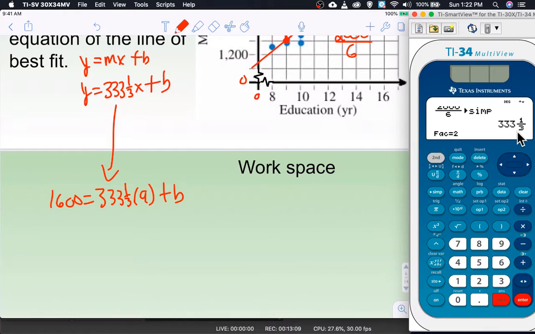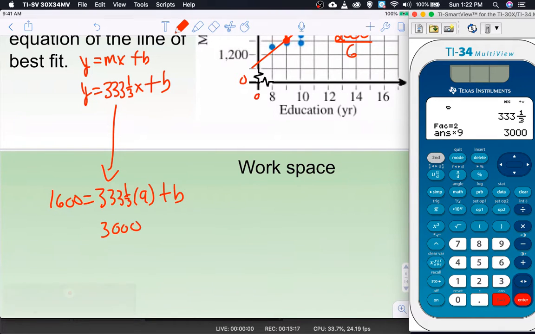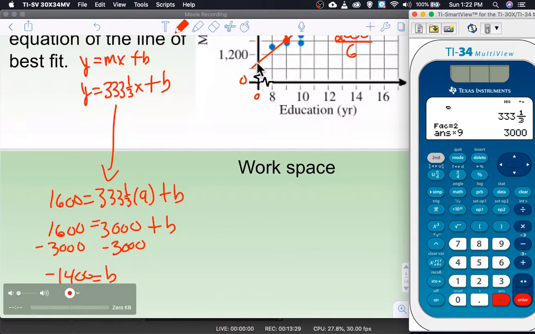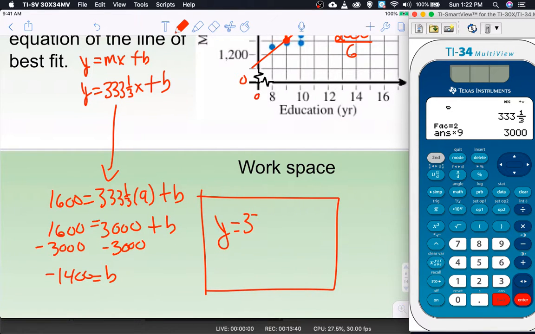So I'm going to take that 333 and 1/3 and multiply by 9. So that number is now 3,000. And I'm going to subtract 3,000 on both sides, and b equals negative 1,400. I bet nobody would have guessed that it's going to cross at a negative 1,400. But it does. So the final equation of this line is y equals 333 and 1/3 x minus 1,400.